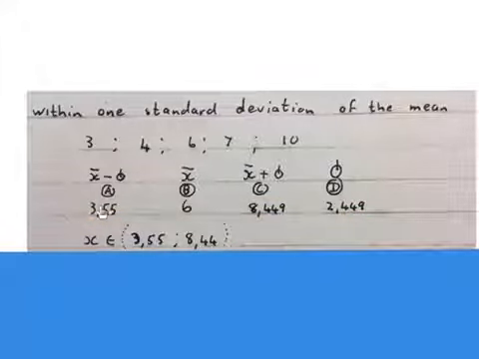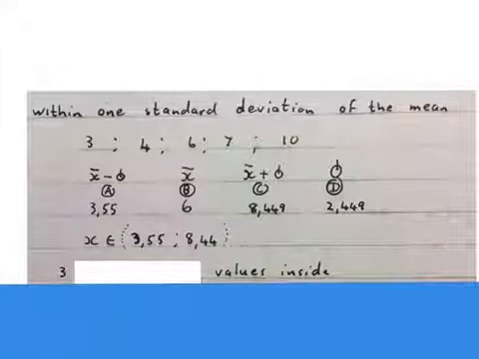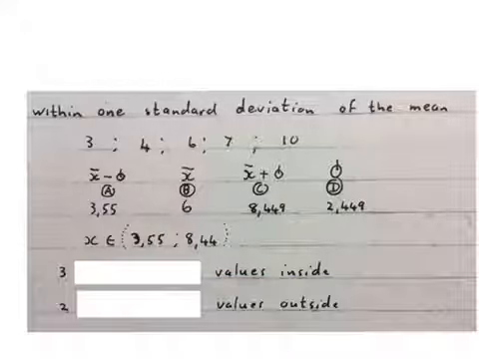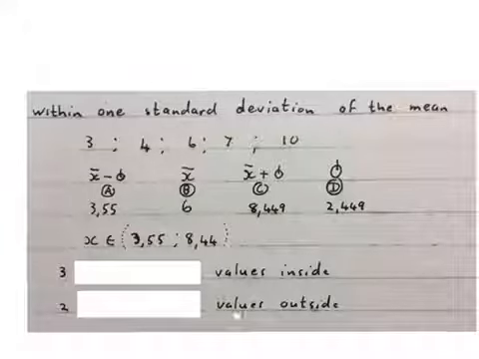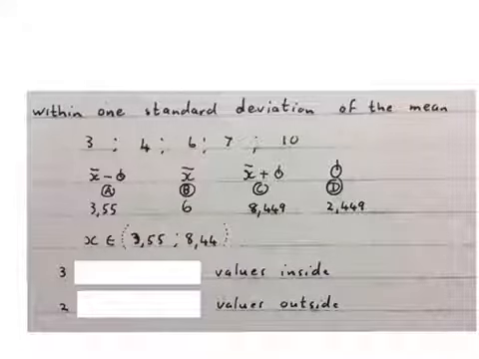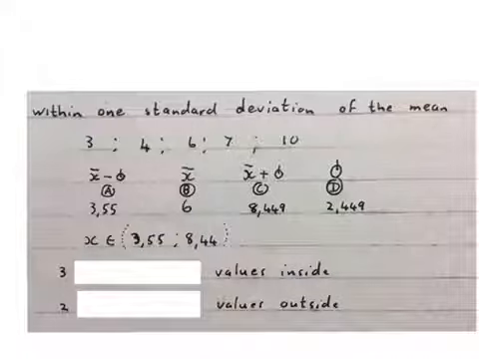So 1 standard deviation down from the mean and 1 standard deviation up from the mean gives me within 1 standard deviation of the mean. So the bottom fence will be 3,55 something and the top fence will be 8,44 something. You can now see that there are 3 values inside 1 standard deviation of the mean. Let's see why. That 3 is less than 3,55, so it's outside, and the 10 is more than 8,44, so it's outside 1 standard deviation of the mean. So 3 values are inside 1 standard deviation of the mean. And if you were asked, you can also say 2 values were outside 1 standard deviation of the mean. Please stop the video and get your brain around within 1 standard deviation of the mean.